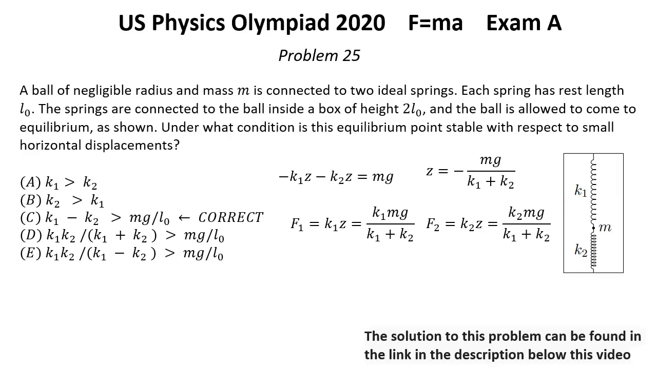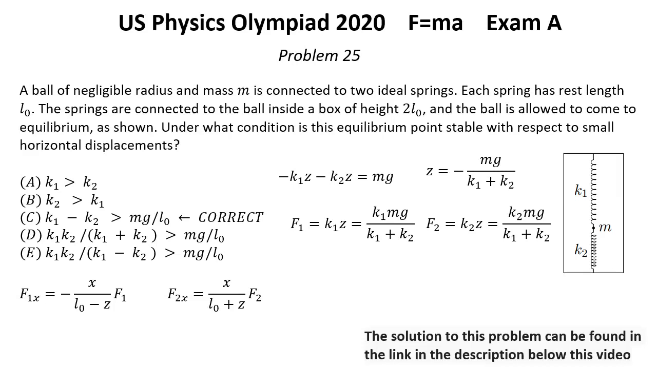Now let's do a small horizontal displacement x. In this case, because the change of length of these springs is of second order of smallness compared to x, we can count only the part of the horizontal change in force. For the upper spring we have x over L0 minus z multiplied by force F1, and for the lower spring we have x over L0 plus z multiplied by F2.